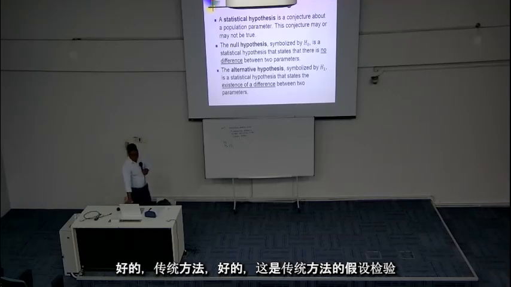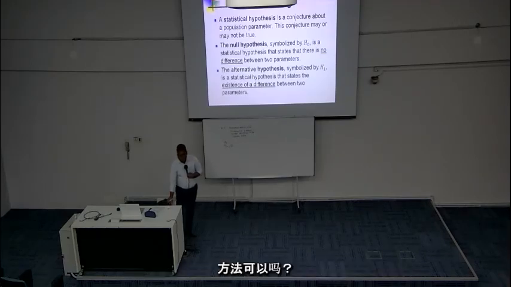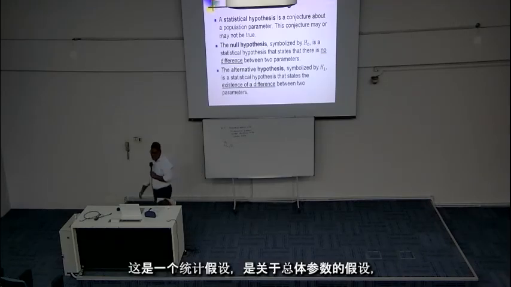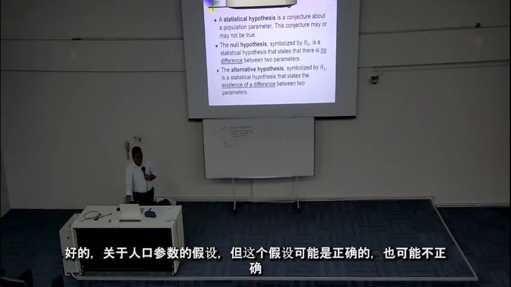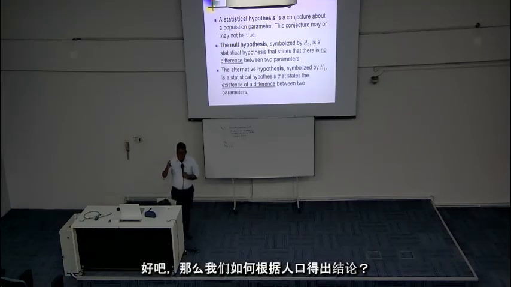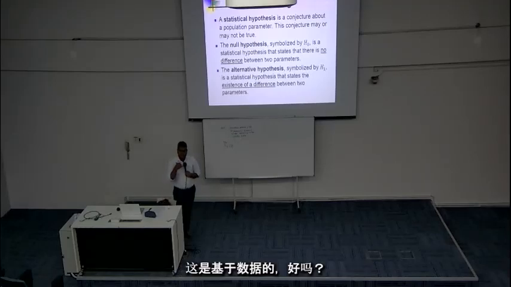Alright, so this is hypothesis testing for the traditional method. A statistical hypothesis is an assumption about the population parameter, but this can be true or may not be true. So how are we going to make a conclusion about the population? It is based on the data.